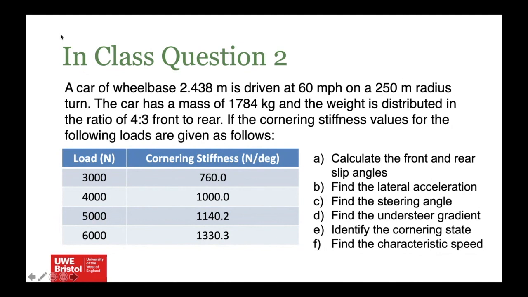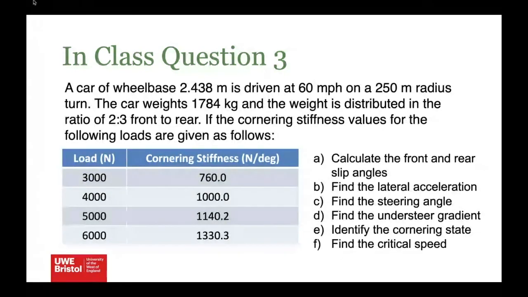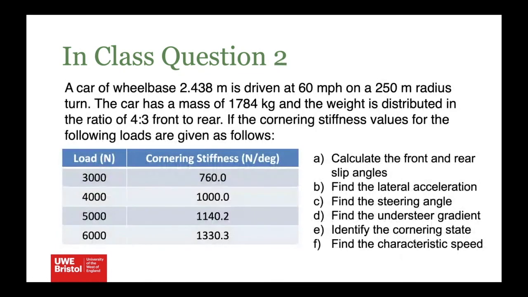So you've got to work out what those values are. Then question 3 is basically the same question, but this time we've got 2 to 3 as the weight distribution. And this time you've got to find the critical speed, because the cornering state for this one will actually be oversteer. But the idea is that you show how you've worked those things out.